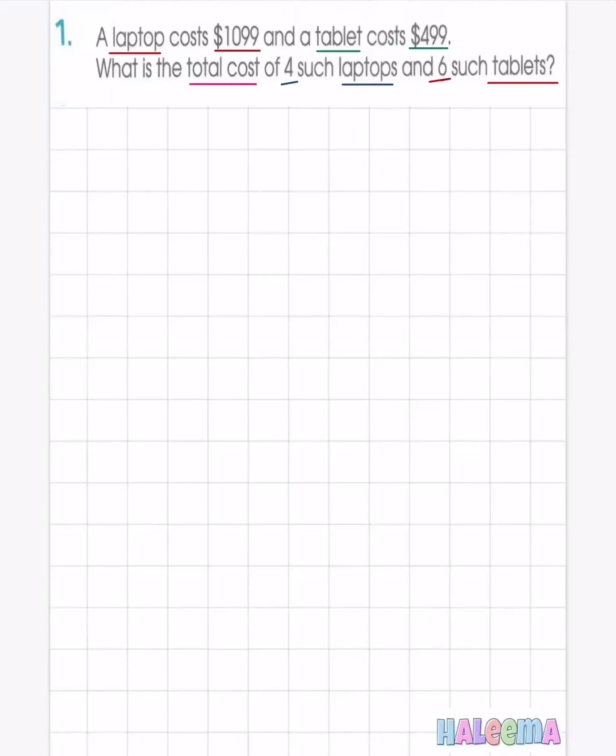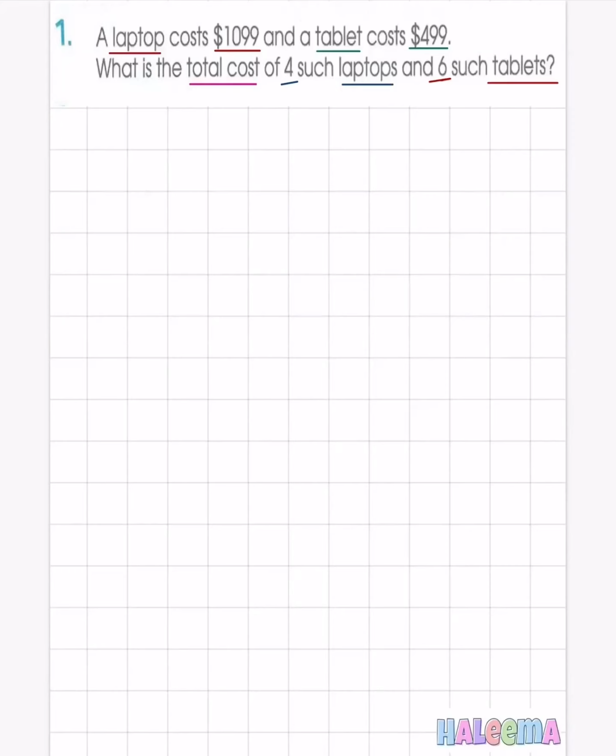You must understand the keywords of the question. I'll repeat again. The cost of laptop is $1,099. The cost of tablet is $499. What is the total cost of 4 such laptops and 6 tablets? Read the question thoroughly, understand it well, only then you can solve it. Solving is not the issue, understanding is the key, right? All right, please be with me.